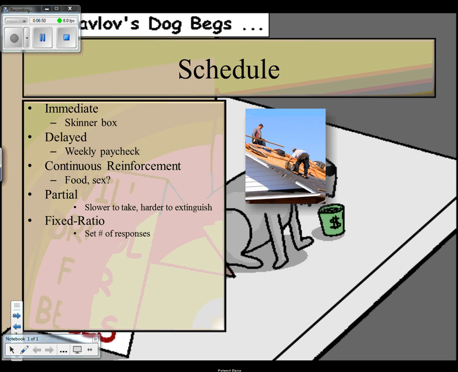All right, here's our little Punnett square. We have two different things we can talk about that set up how we deliver a reinforcement. The first is fixed, and then a ratio. Fixed means every, and ratio is a number of responses, every time or every number of times. So the picture I have on the right is of roofers.